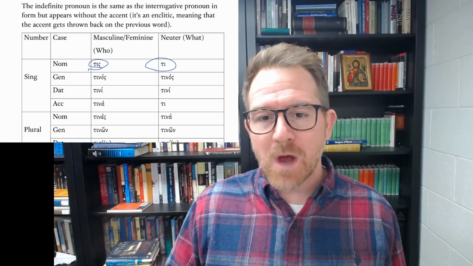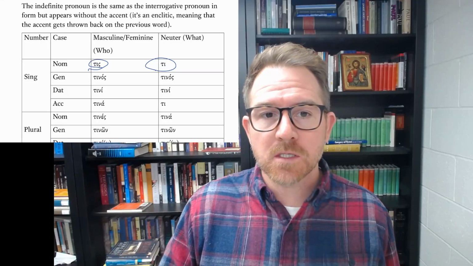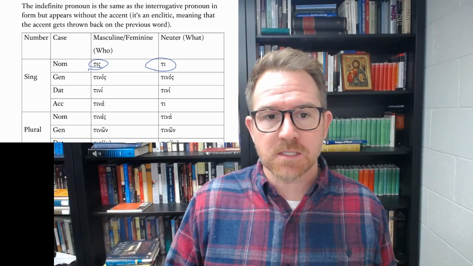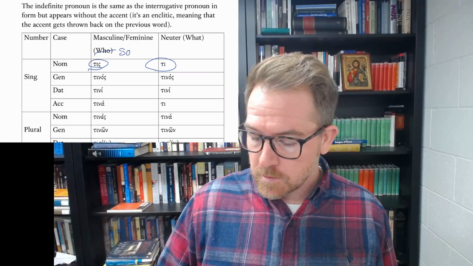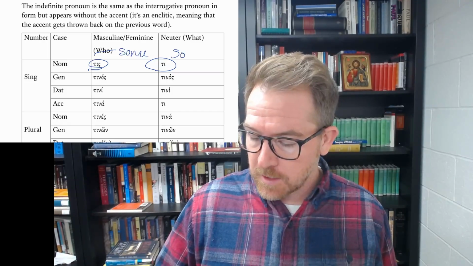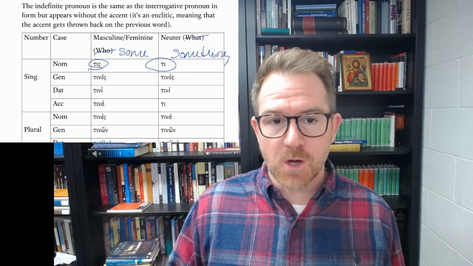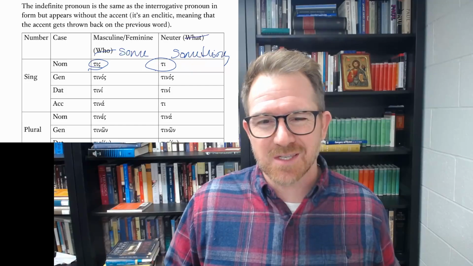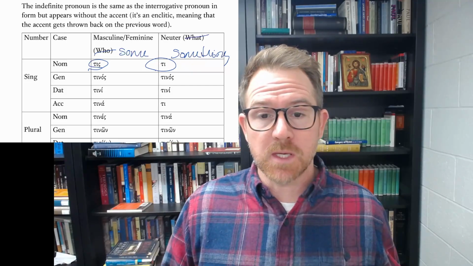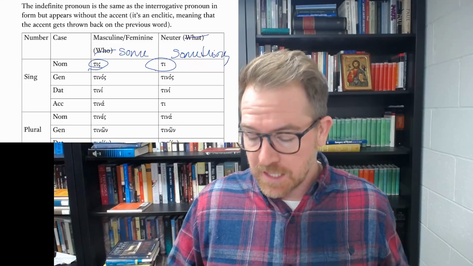You can just try in the translation of the sentence: does it make sense to read this as who or what? Or does it make sense to read this as, instead of who or what, someone, something? Because these are not talking about who or what. These are indefinite, someone, something. Someone is doing the speaking, but it's not definite. We don't know who that someone or what that something is. So those are indefinite pronouns.